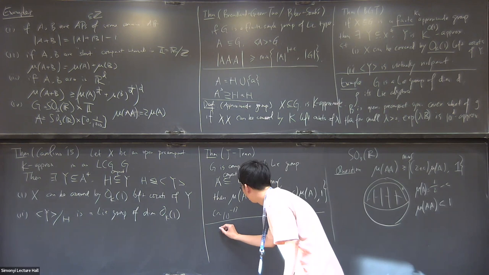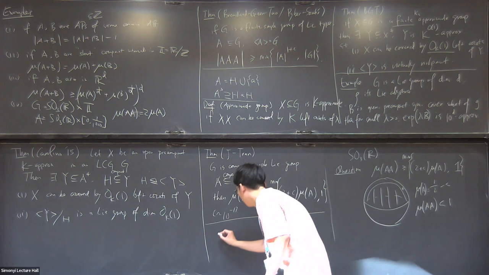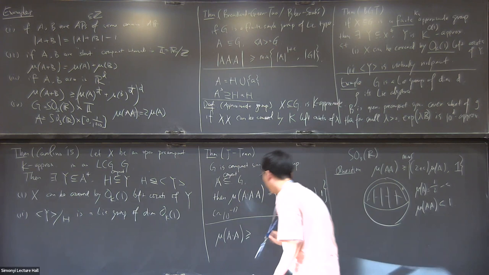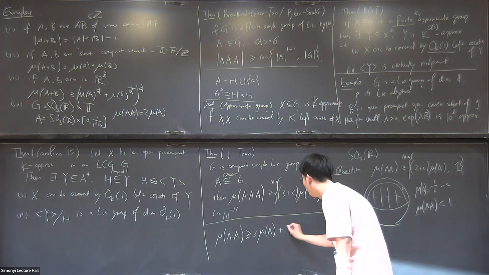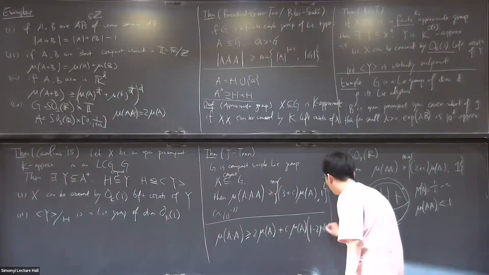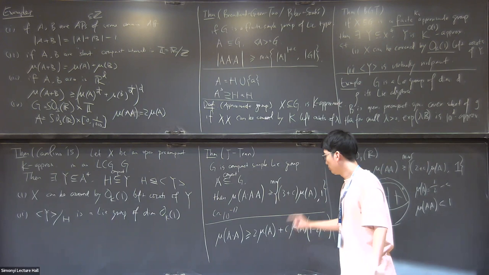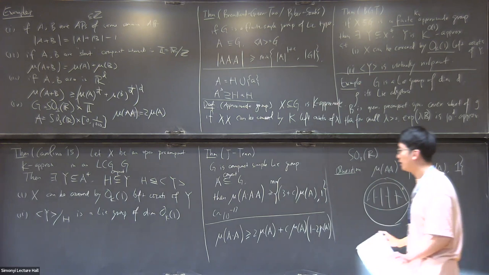If A is sufficiently small compared to 1/2, we can prove mu AA is larger than 2 mu A plus C times mu A times (1 minus 2 mu A). So to avoid this example, I think this is like the best possible result we can expect in this direction.